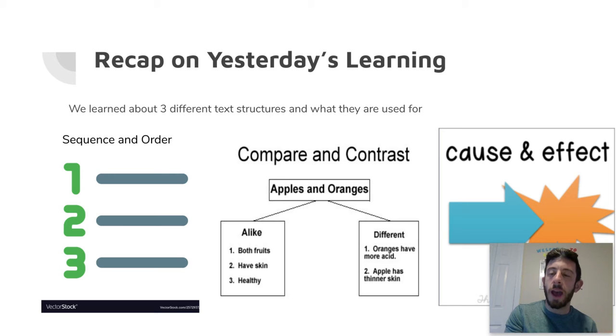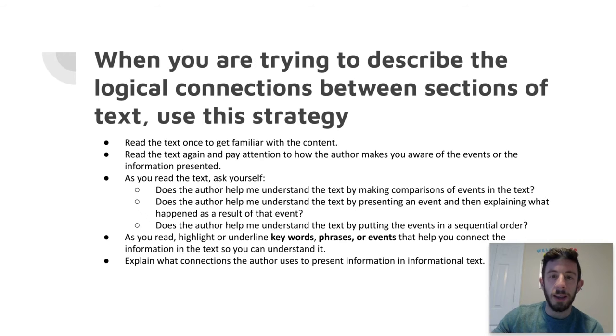But authors use that text structure when they are writing as well. And they use different keywords. And in cause and effect, it's why something happens because of something else. So if this happens, then this happens, right? Those are text structures that we often see. So when you're trying to describe the logical connections between sections of text, there's a strategy that I'm going to show you guys today that's going to help you.